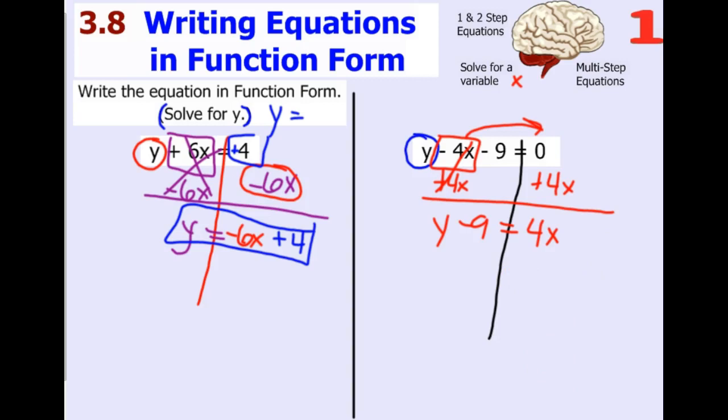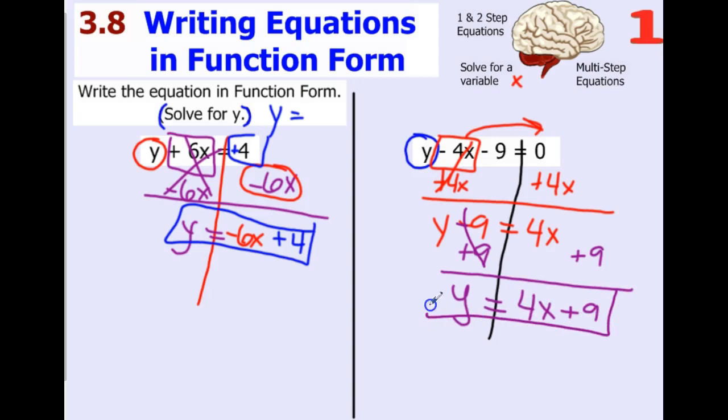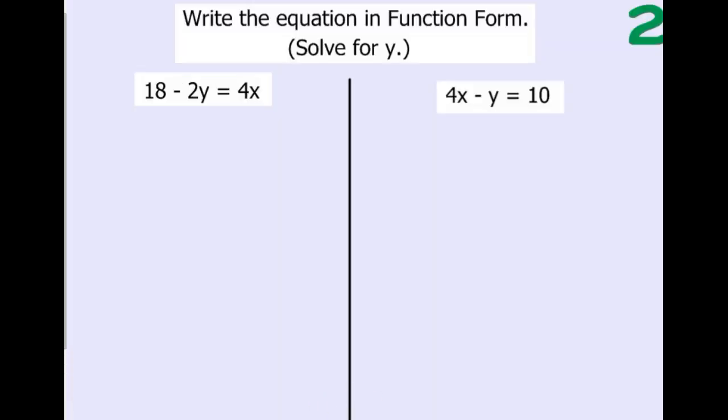And then last, we want y all by itself, so we need to get rid of this negative 9. The opposite of negative 9 would be adding 9. Notice I wrote it to the side a little bit because I can't combine an x with a 9. So those are gone. We have y equals 4x plus 9. That is our answer. We cannot add those together. It's like combining apples and oranges. They are different. So let's try a couple more.